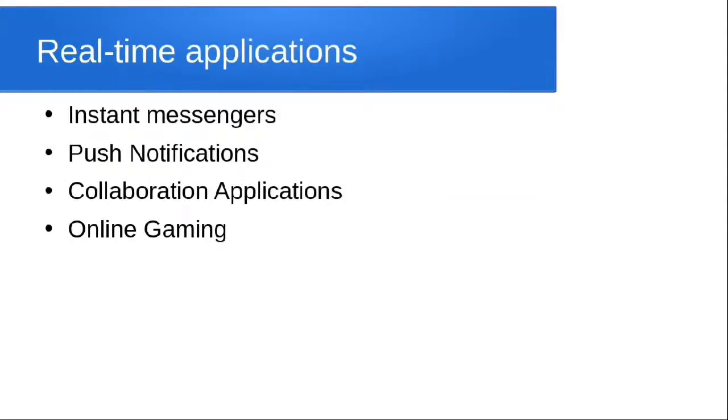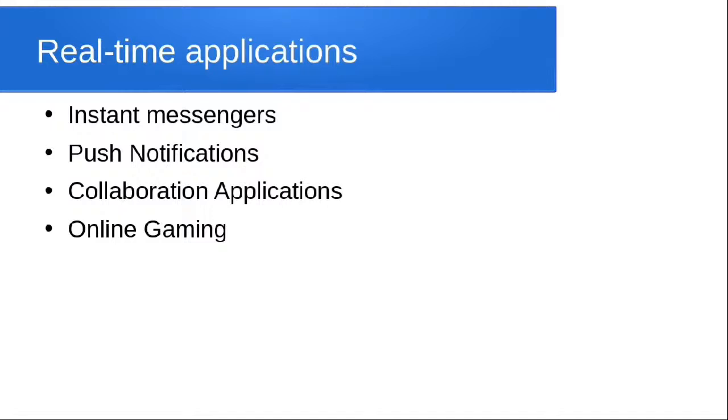So what are the real-time applications of socket.io? Instant messengers. Whenever someone sends some message, you get that message instantly. That is the instant messenger. And the next is push notification. Suppose you have an outdated app in your device, so your Play Store or App Store sends you a notification to update those apps, and that is the push notification.